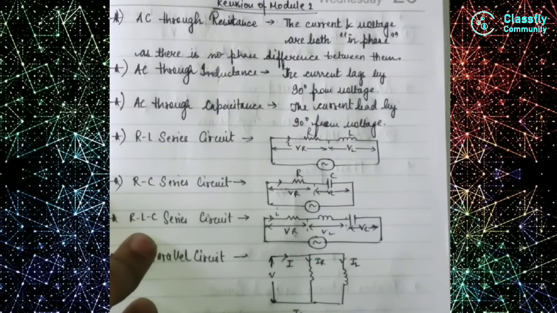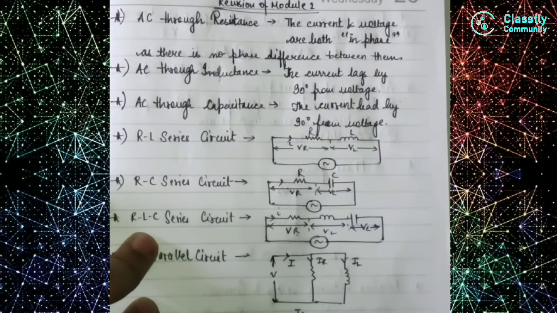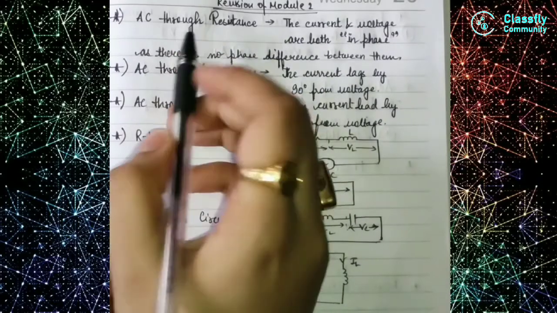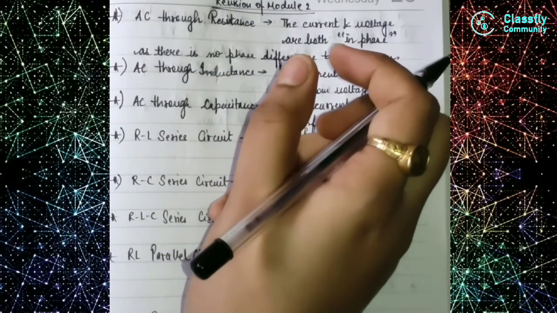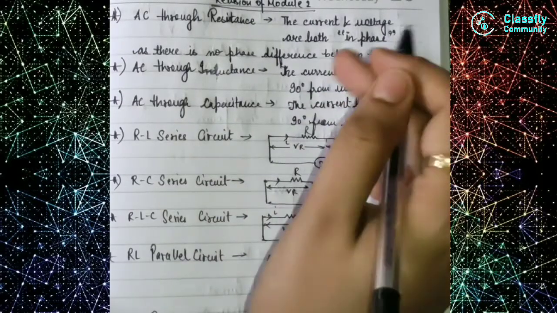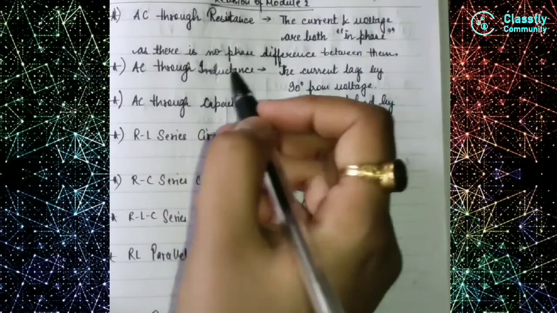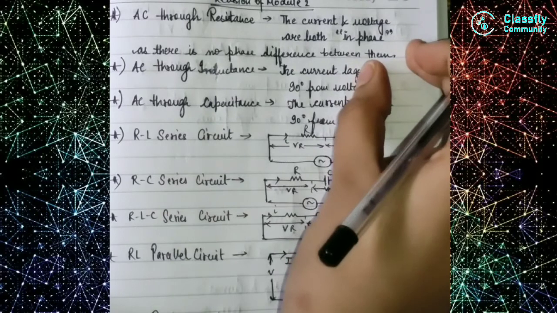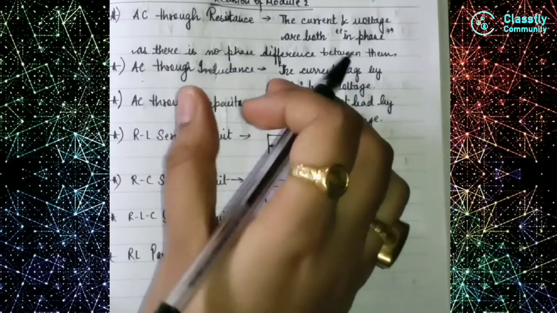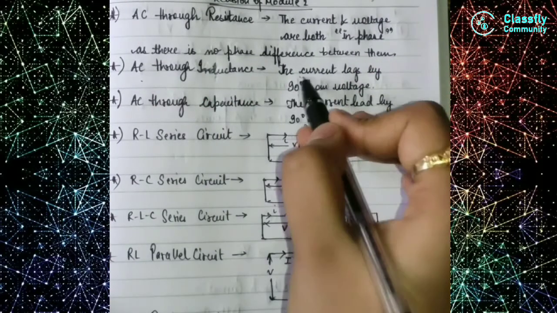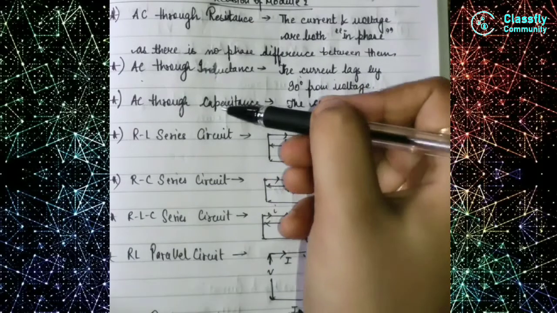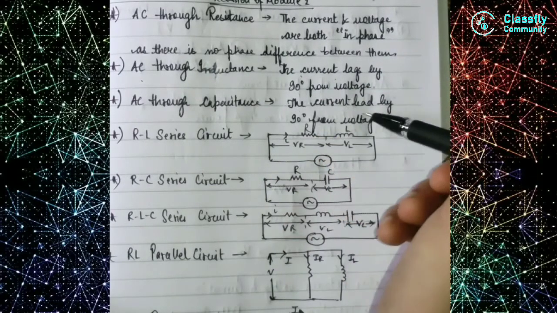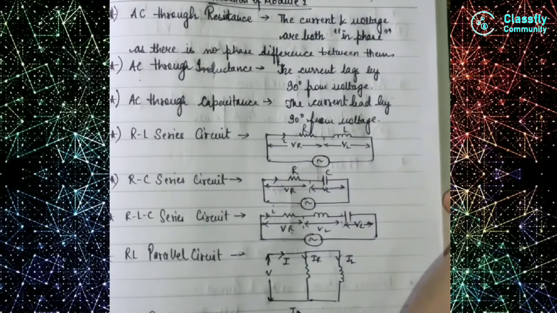So today we will be doing the revision of module 2. So see, the first is AC through resistance. Here the basic idea is that the current and the voltage are both in phase. That means there will be no phase difference between them. Okay, AC through inductance, the basic part was that the current lags by 90 degrees from voltage, whereas AC through capacitance is the current which will lead by 90 degrees from voltage.